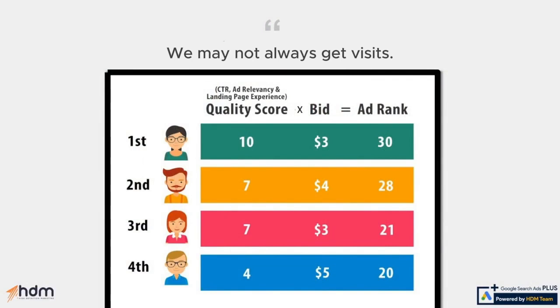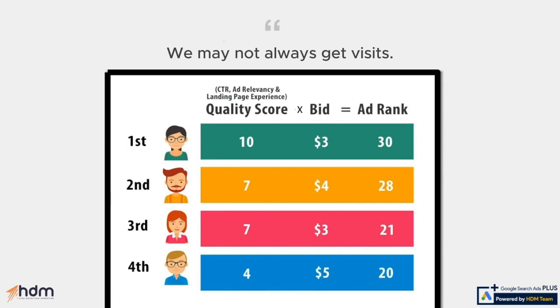The first one's quality score is 10, the next one's is 7, the next one's is 7, and the last one's is 4. The first bid on that keyword is $3, the next one is $4, the next one is $3, and the last one is $5. Guys, look at their ad ranks: 30, 28, 21.